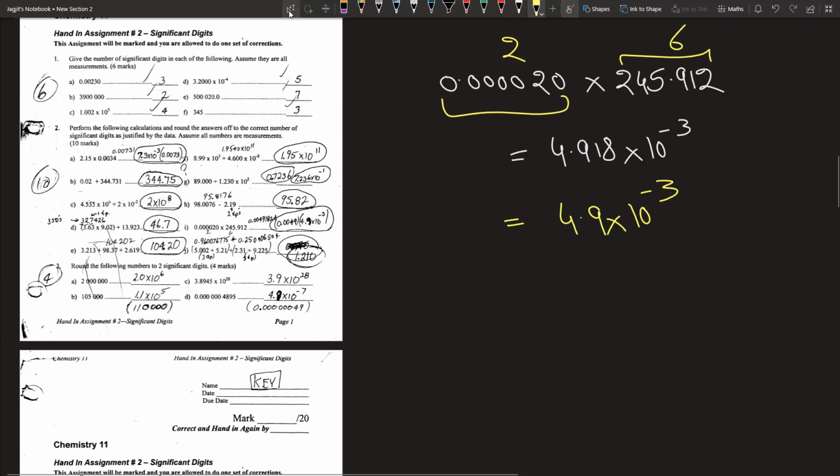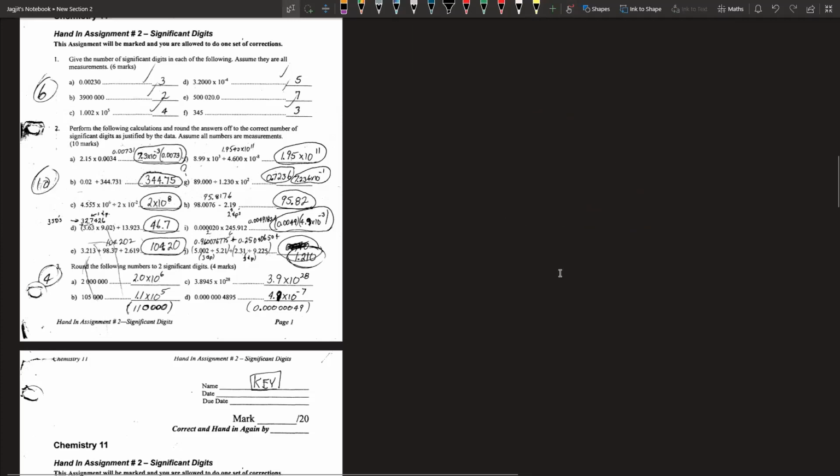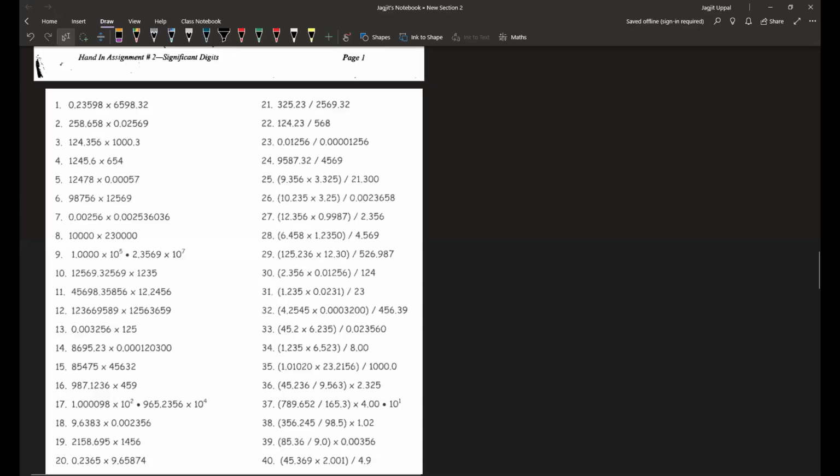Okay, so that's how you're going to tackle your multiplication and division questions. If you have any questions at this point, guys, just let me know. Are we good so far? All right, guys. So on this sheet, I'm going to pick a few questions, and I'm going to ask you guys to do those.